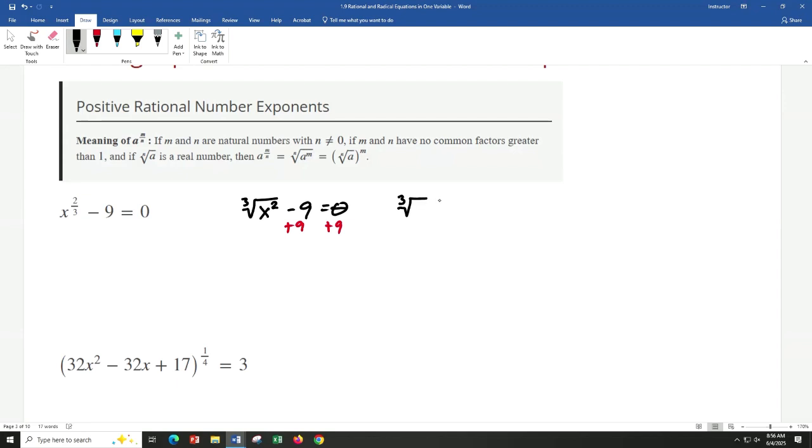That leaves us with the cube root of x squared equals 9. Well, how am I going to get rid of that cube root? Power 3 on both sides. Anybody got what 9 to the power 3 is? 729.